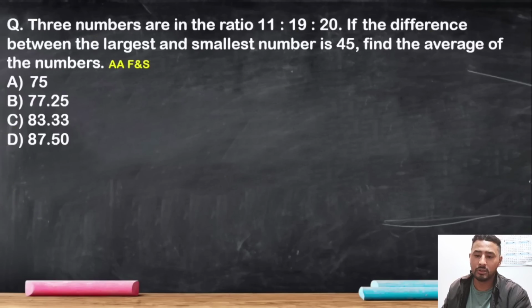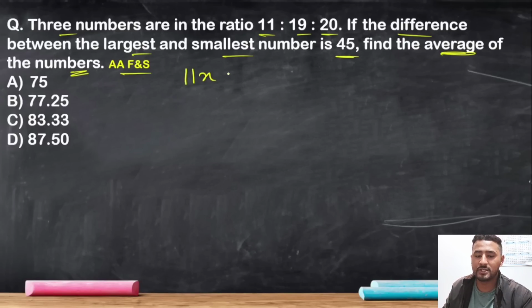So let's see one more that has come in Food and Supply. 3 numbers are in the ratio 11, 19, 20. If the difference between the largest and the smallest number is 45, find the average of the numbers. Let us do it like this. If it's given in ratio, you can write 11x, 19x, 20x, or you can just directly take the smallest and largest numbers. Smallest is 11, and 20 is the largest number.